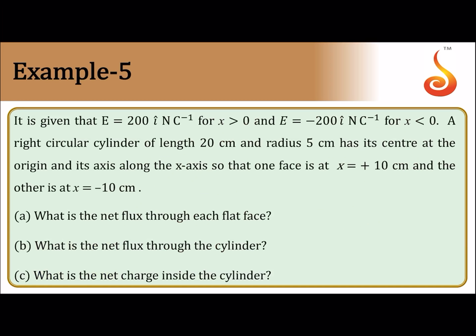Okay, last example. It's looking a little lengthy. Yep, we'll just finish this off. It's given that the electric field is plus 200 i cap when x is greater than 0, and minus 200 i cap when x is less than 0. A circular cylinder of length 20 centimeters and radius 5 centimeters has its center at the origin and its axis along the x-axis. So one face is at plus 10, the other face is at minus 10.